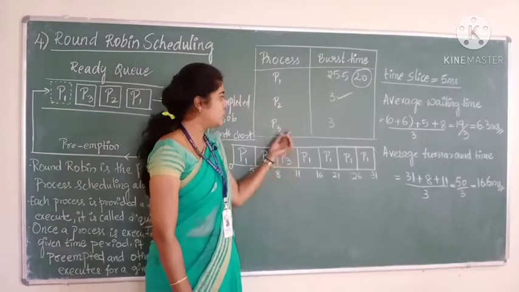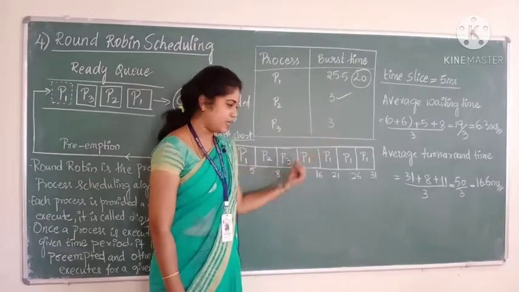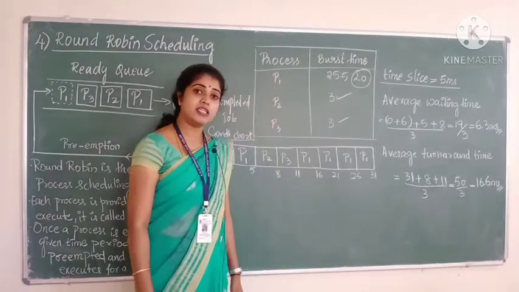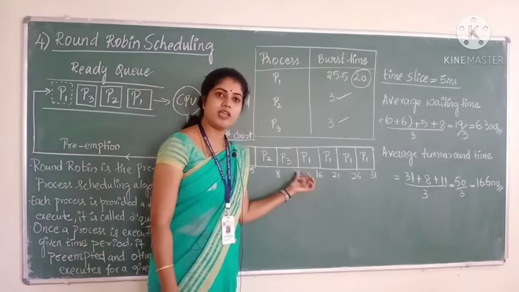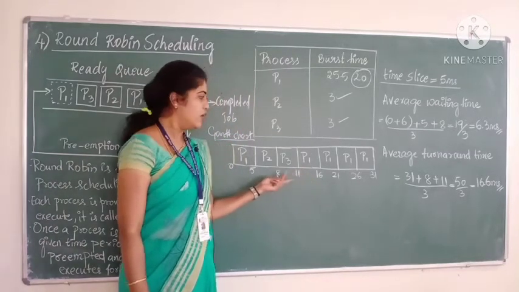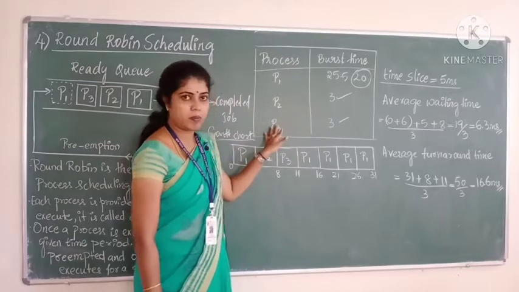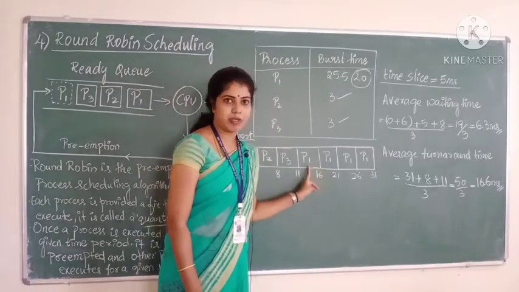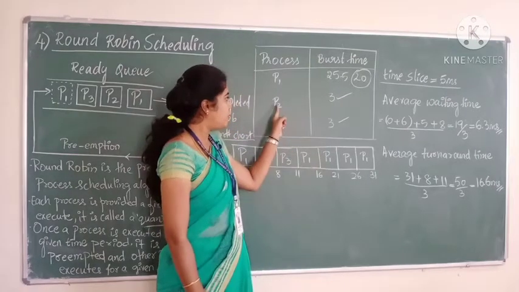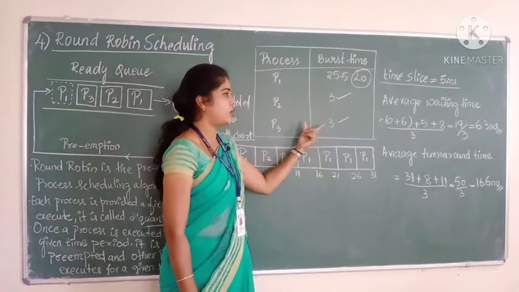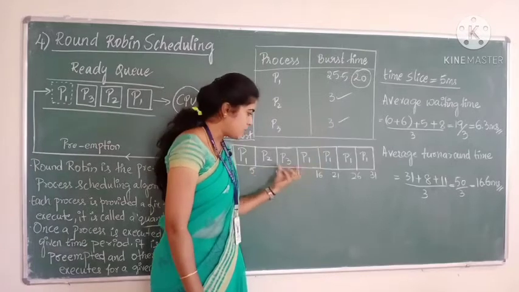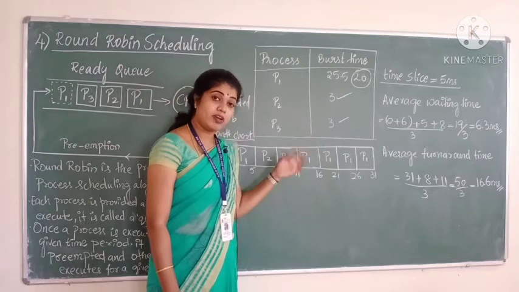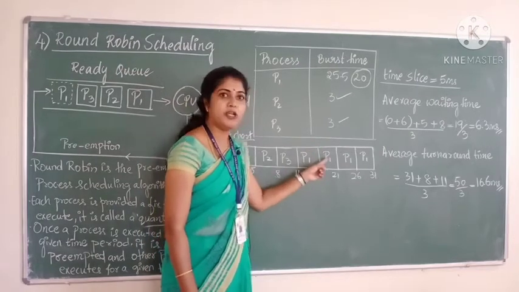What is the burst time of P3? Again it is 3 milliseconds. 8 plus 3 is 11. Even P3 is finished, as 3 is always less than 5, in the first attempt only. Now P2 is finished and P3 is finished, but you still have P1, so P1 will come again here. Because P2 and P3 are less than 5, they finished in the first attempt. If it were more than 5, then after P1, P2 would come again.